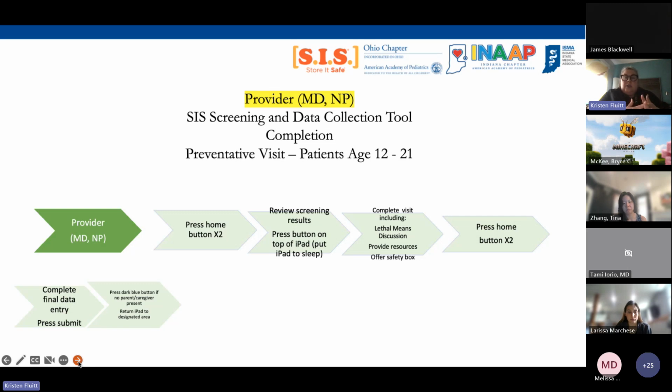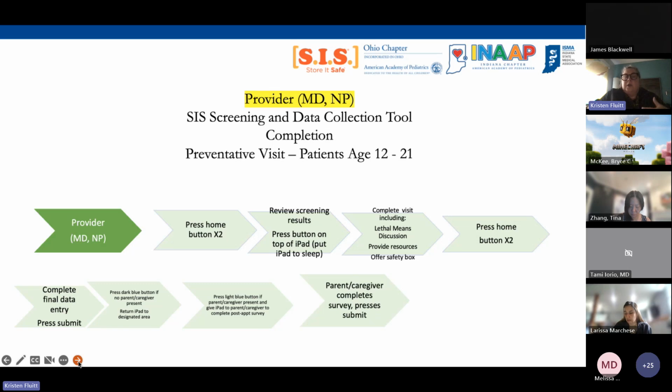Once that final data is entered for that appointment, that's when there'll be buttons that come up. There's a dark blue and a light blue, basically asking, is a caregiver present? If a caregiver isn't present at the appointment, you select that button, and you're kind of done. But if a caregiver is present, that's when you can ask the caregiver if they would like to complete the after appointment survey. And then again, they would press the button for that. The parent or caregiver would complete their portion of the survey, which again is very quick. They hit submit and everything's done. You would double check that, and then the data is submitted, and you return the iPad to the designated area.